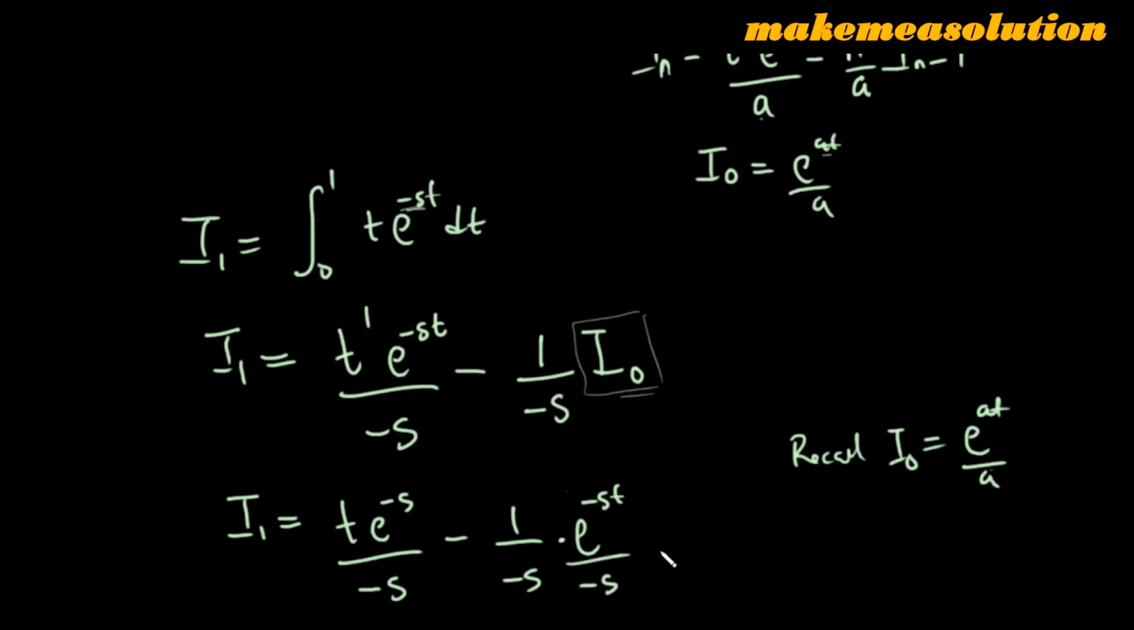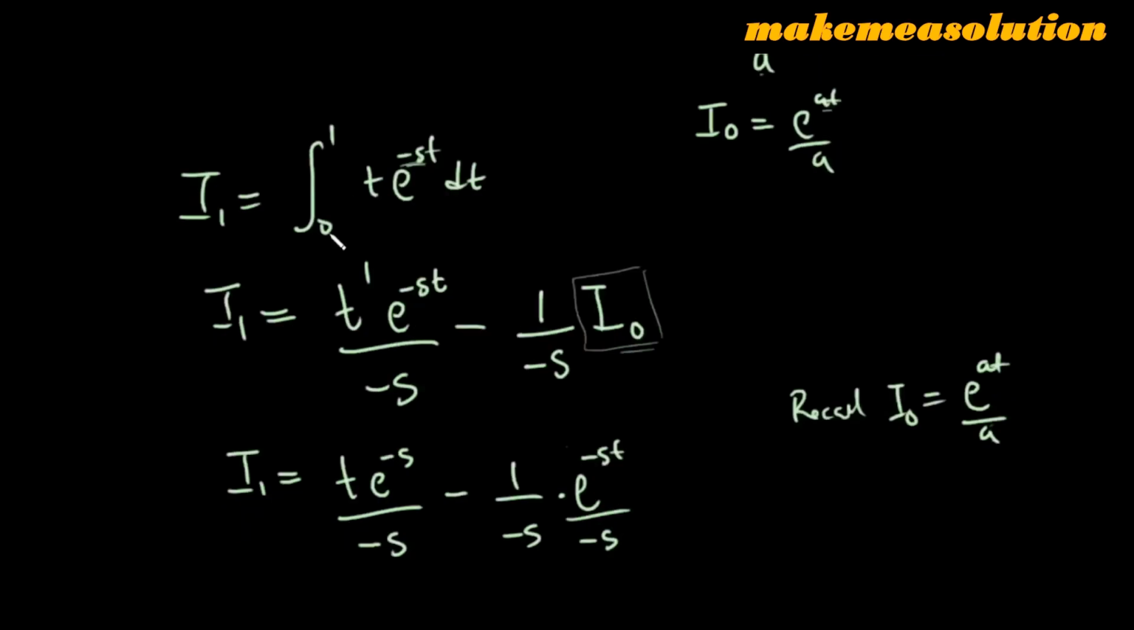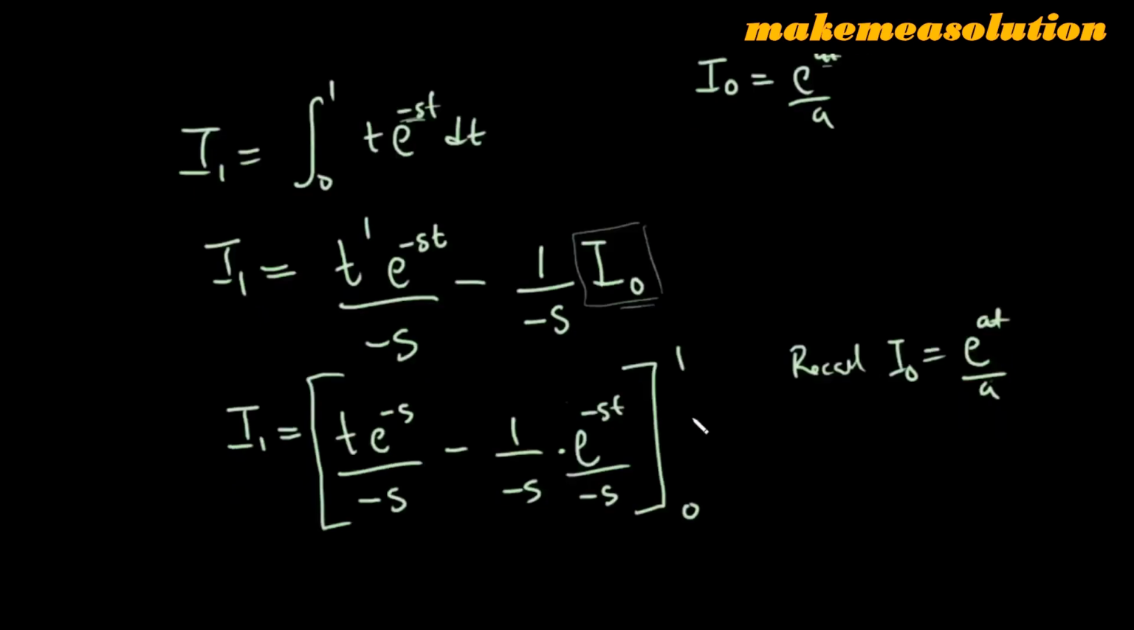So are we good? The problem is that this is a definite integral. So immediately after you write the value of I naught, you need to enclose the whole of this in a square bracket and you take it from 0 to 1. Is that okay? Very good.